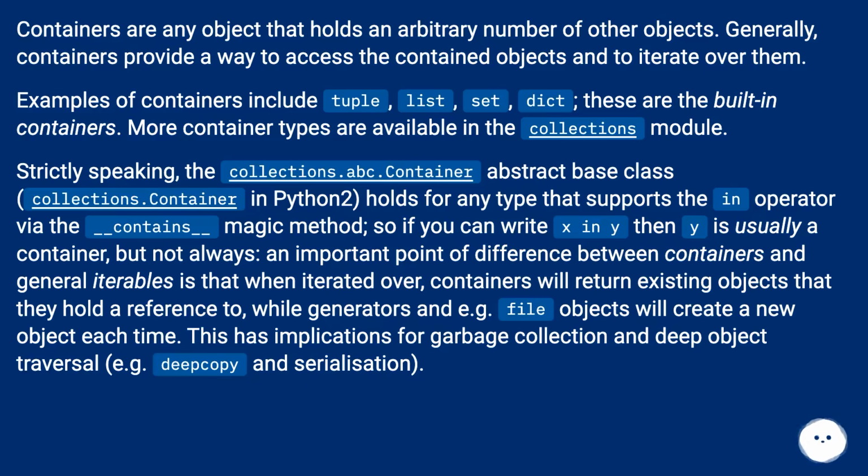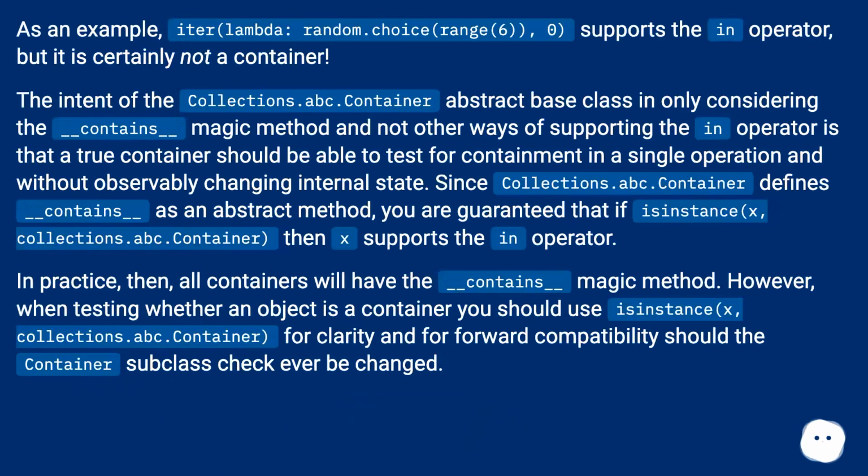An important point of difference between containers and general iterables is that when iterated over, containers will return existing objects that they hold a reference to, while generators and, e.g., file objects will create a new object each time. This has implications for garbage collection and deep object traversal, e.g., deep copy, and serialization. As an example, iter(lambda: random.choice(range(6)), 0) supports the in operator, but it is certainly not a container.